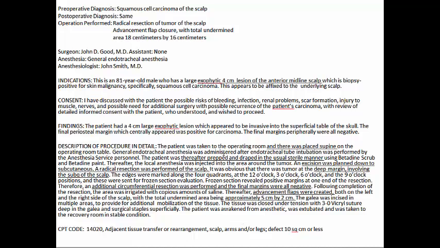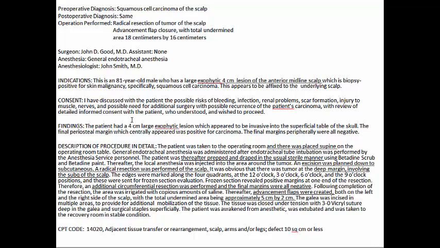So here the patient was taken to the operating room and they were placed supine on the operating table. There's the position. General anesthesia was administered. They were performed by the anesthesia service personnel. The patient was therefore prepped and draped in the usual sterile fashion. So they're getting him ready. Therefore, the local anesthetic was injected into the area around the tumor. An excision was planned down to the subcutaneous. A radical resection was performed of the scalp.